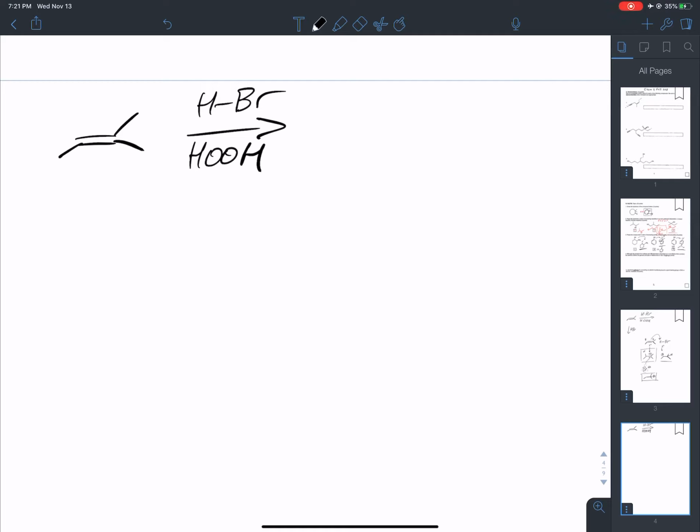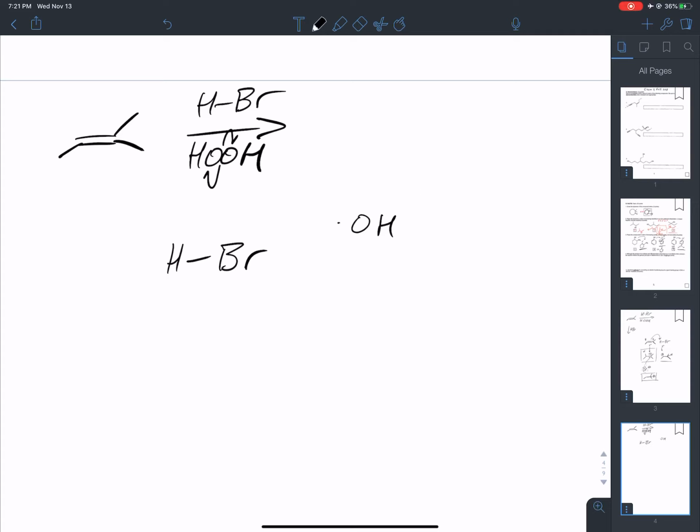The very first thing that happens here is that a radical is generated. So it has a different first step. Single-sided arrows. This peroxide is going to bust open, 1 electron on each. So you'll have this radical right here.